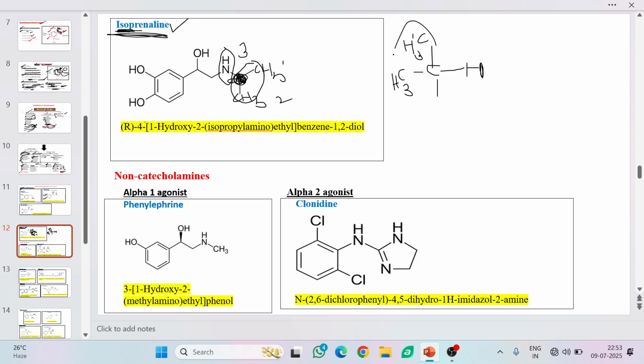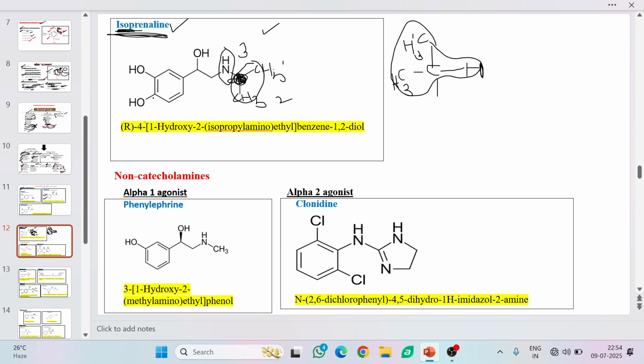Okay, so this group is called as isopropyl group. Isoprenaline contains isopropyl group and this is important because they may ask a question: what is the difference between isoprenaline and epinephrine? Epinephrine only contains methyl group while isoprenaline contains isopropyl group. So we will understand by their name.